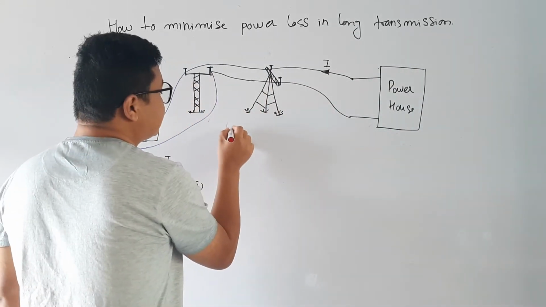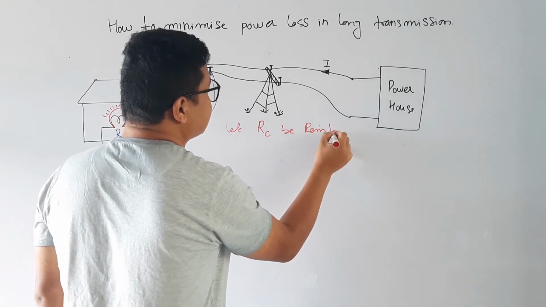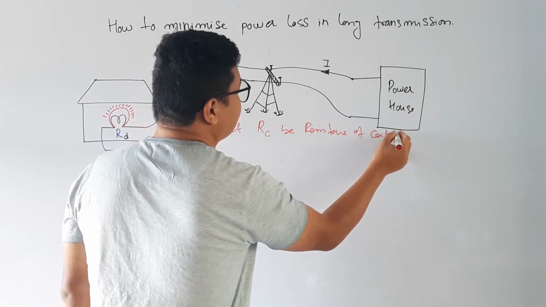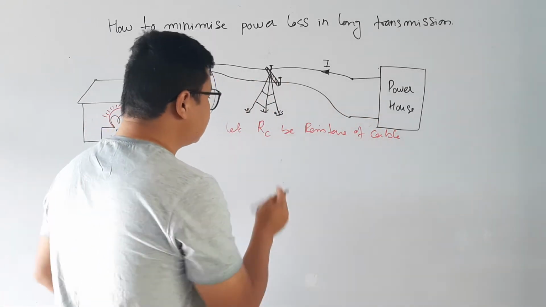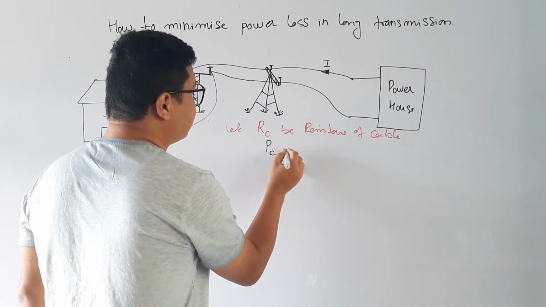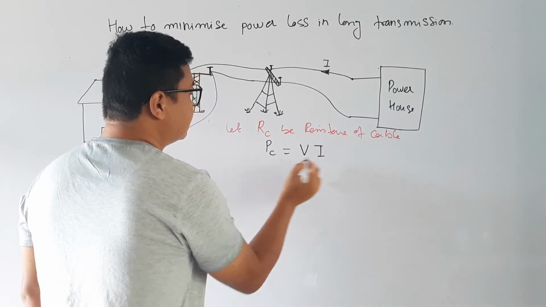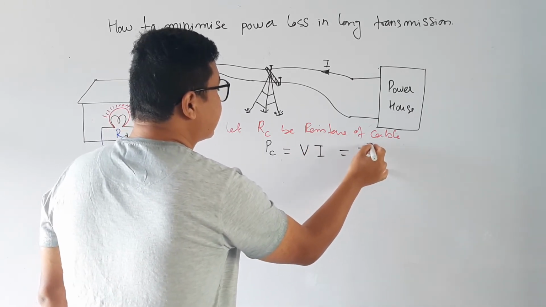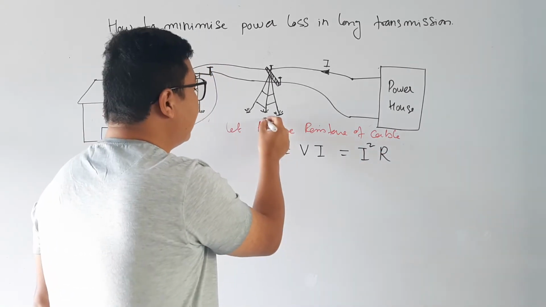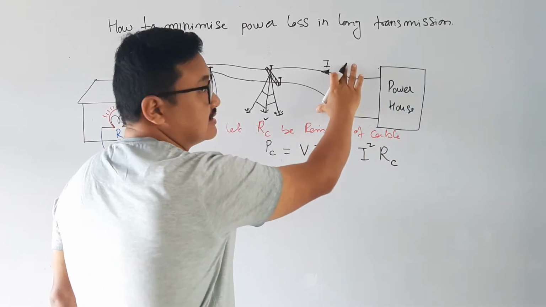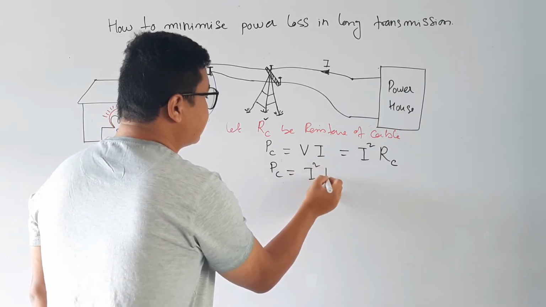So let R of C be the resistance of the cable, meaning this transmission cable. So it will have power. The power of the cable will be equal to V into I, which is equal to I square R. And which R is this? This R should be RC, that is the resistance of the cable. So we got PC is equal to I square RC.